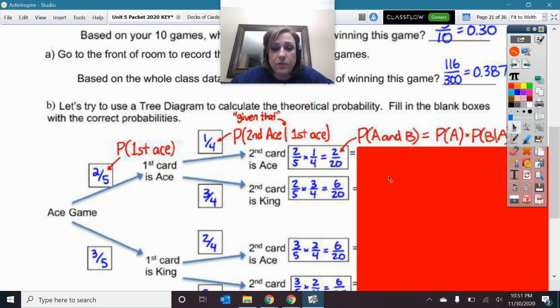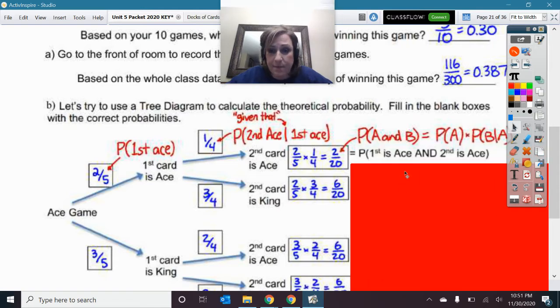So here we go. Now we're going to then calculate this probability. In order for this to occur, an ace first and then an ace second, here's what had to happen. 2/5 had to happen, and then 1/4 had to happen. So here we have 2/20. So 10% of the time, and I said 10% because that's 1 out of 10 when reduced, 10% of the time you get an ace and then another ace.